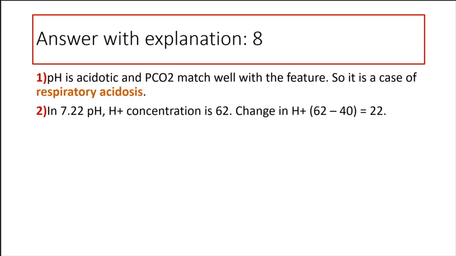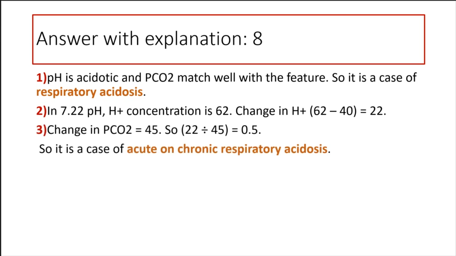2. At 7.22 pH, H plus concentration is 62. Change in H plus, 62 minus 40, equals 22. 3. Change in PCO2 equals 45. So 22 divided by 45 equals 0.5. So it is a case of acute on chronic respiratory acidosis.